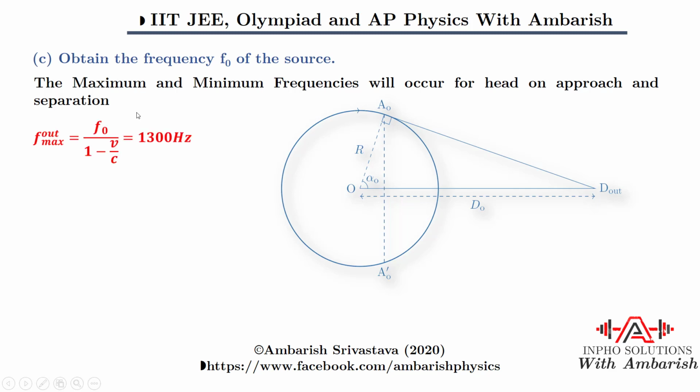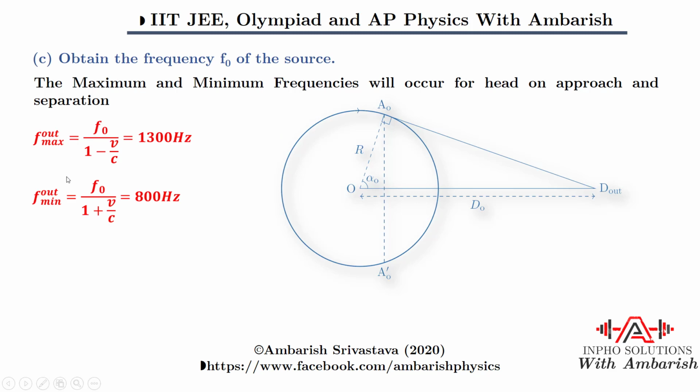Okay, so head on approach and head on separation. And accordingly maximum frequency is f0 upon 1 minus v by c, where v is the velocity of the source, and c is the velocity of sound. So maximum frequency, you recall from the graph, that was given as 1300 hertz. I showed it by a red dot on the graph. So maximum was 1300 hertz and minimum frequency was 800 hertz.